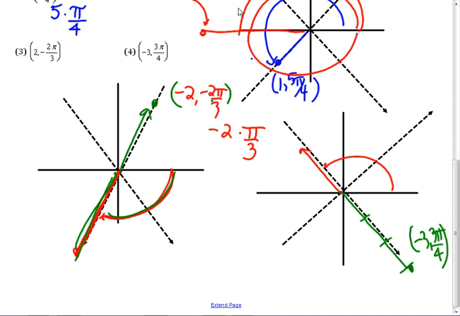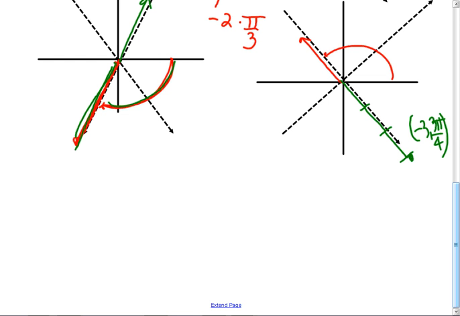So how else could we write this? I could also write this point with the 3 as a negative: 3 comma negative pi over 4. And then you could keep adding 2 pi's to these. So there's an infinite number of ways to write each of these points. Okay. Are we ready? That's just how you plot points.